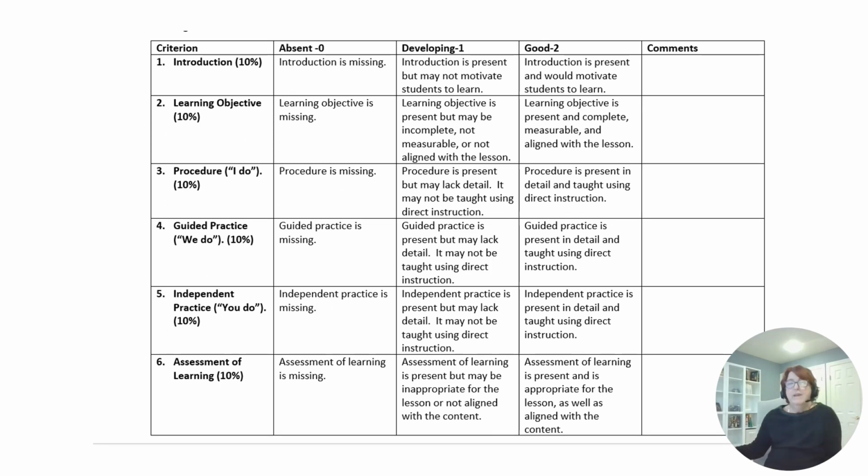If you look in this handout, there's also the grading rubric, so you can see exactly how you'll be graded. I'll look at your introduction and see if it's present, and if it would motivate the student to learn. I'll look at your learning objective to see if it's present and complete, measurable, and aligned with the lesson. And what that means is if you're trying to teach a student how to sing a song, your learning objective shouldn't say how to write a poem, for example. Then the I do, we do, you do, if that's present, and whether assessment of learning is present.